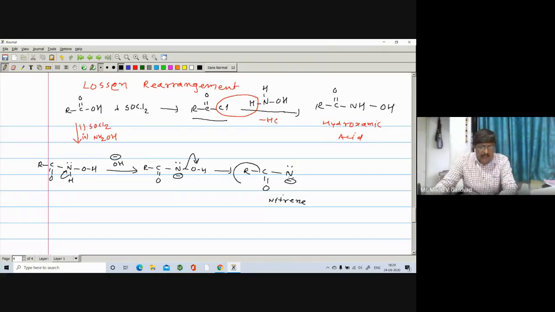Further, it undergoes rearrangement. R with its electron pair will attack on this nitrogen, because nitrogen has the negative charge and carbon becomes positive. So this negative will shift here, and you have R. This R will attack on the nitrogen. There is a formation of a double bond, and there is a formation of a CO. Means again you get isocyanate.